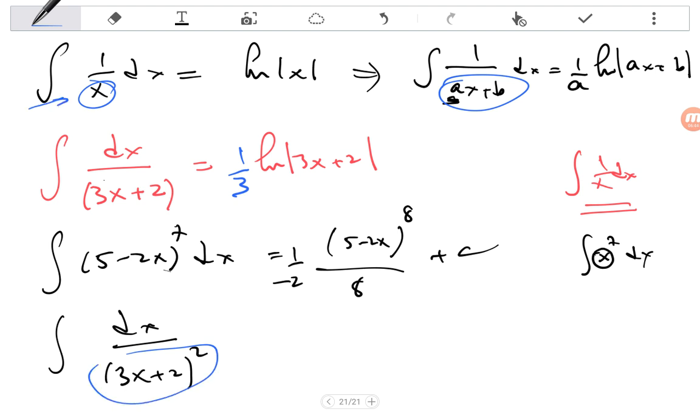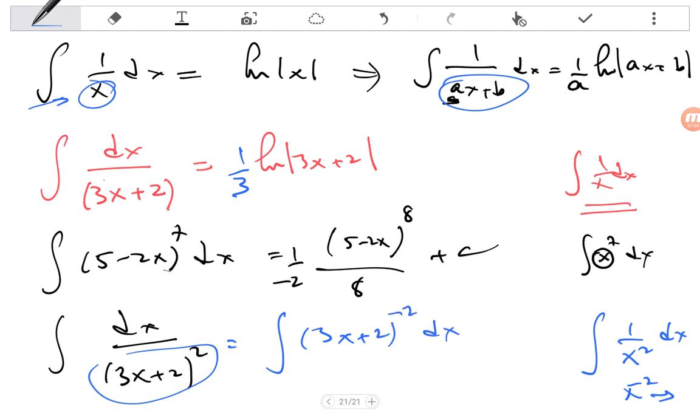This is not a linear expression that took x in this rule. But it reminds me of another expression, which is this one: 1 over (3x plus 2) squared, that is, x to the power of minus 2. I can integrate this. So I can write this as the integration of (3x plus 2) to the power of negative 2, like this. And I can apply the first rule. It will be (3x plus 2) to the power of minus 1 over minus 1, and I divide by 3.